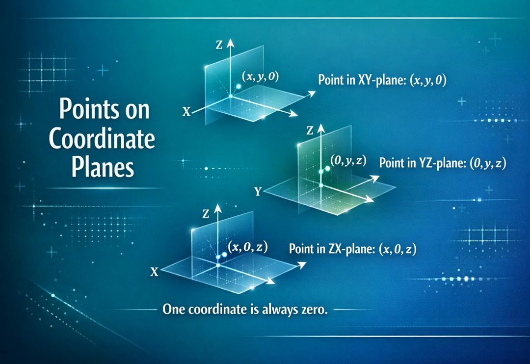Points on coordinate planes have one coordinate 0. A point in the XY plane has coordinates x, y, 0. The z-coordinate is 0 because it's on the XY plane. Similarly, points in the YZ plane are 0, y, z, and points in the ZX plane are x, 0, z. One coordinate is always 0 for points on coordinate planes.